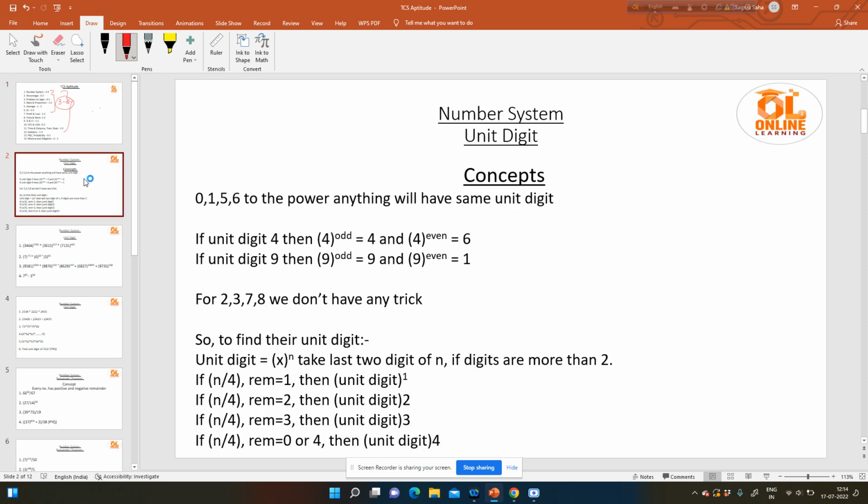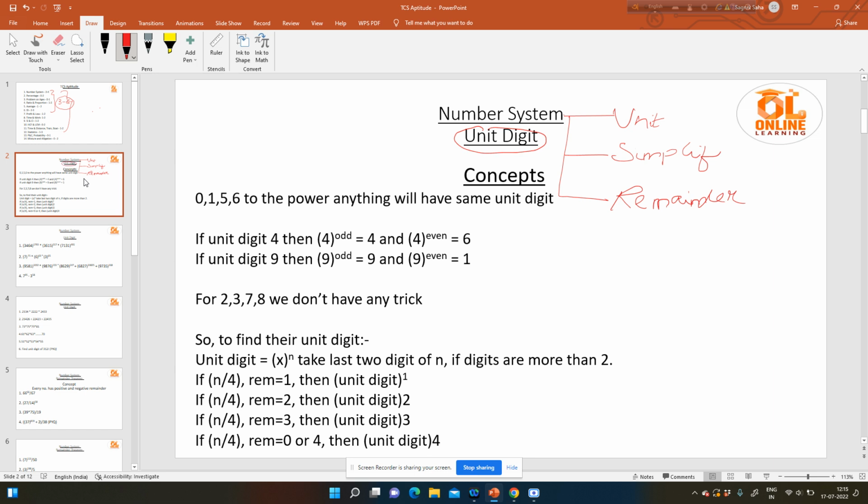Okay, number system usually has three parts. First is the unit digit, second is the simplification, and third is the remainder theorem. So we will see each one of them one by one. Okay, first let us move to the unit digit.